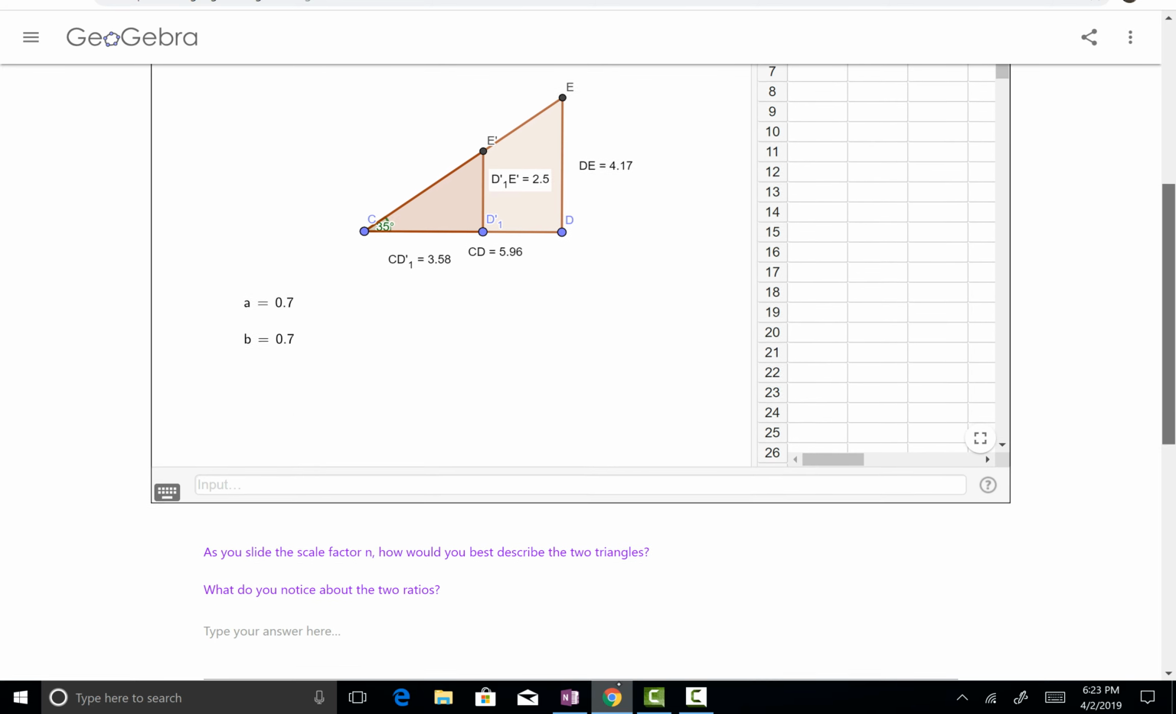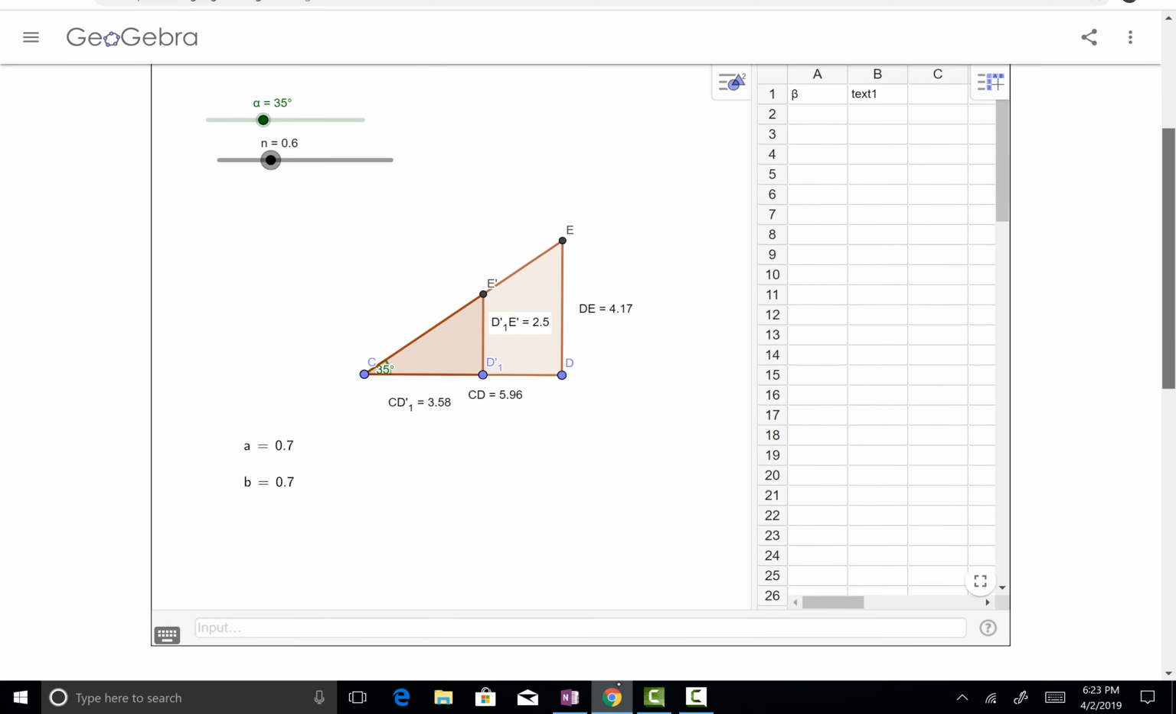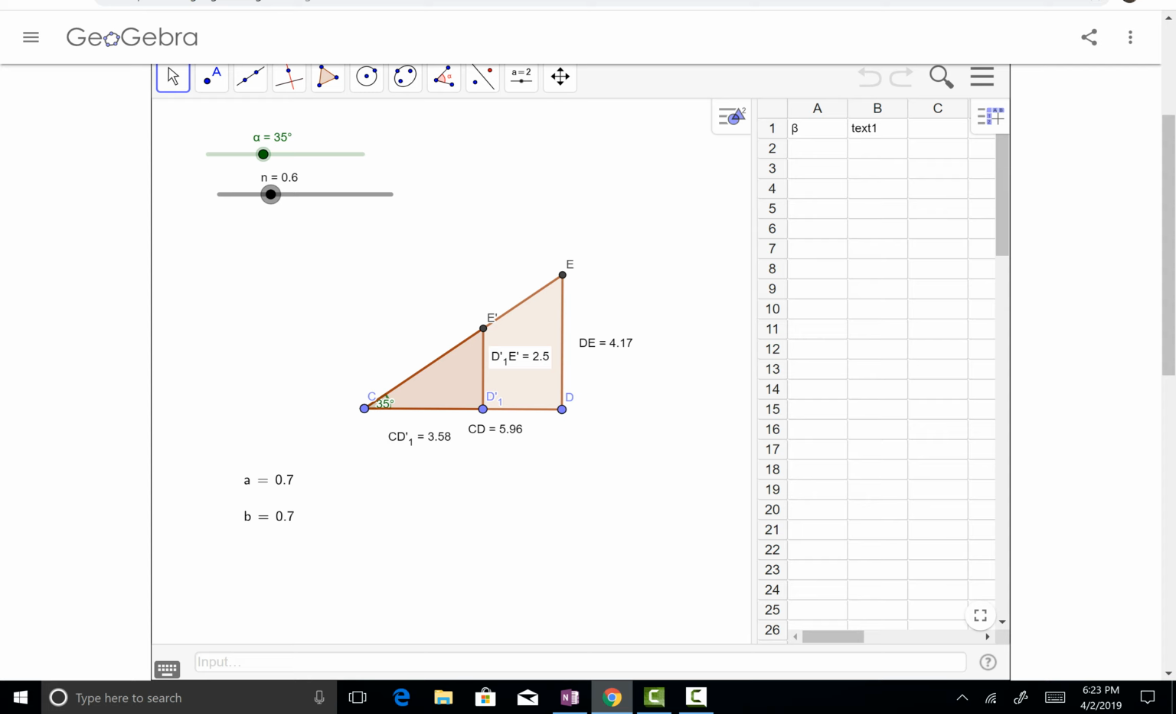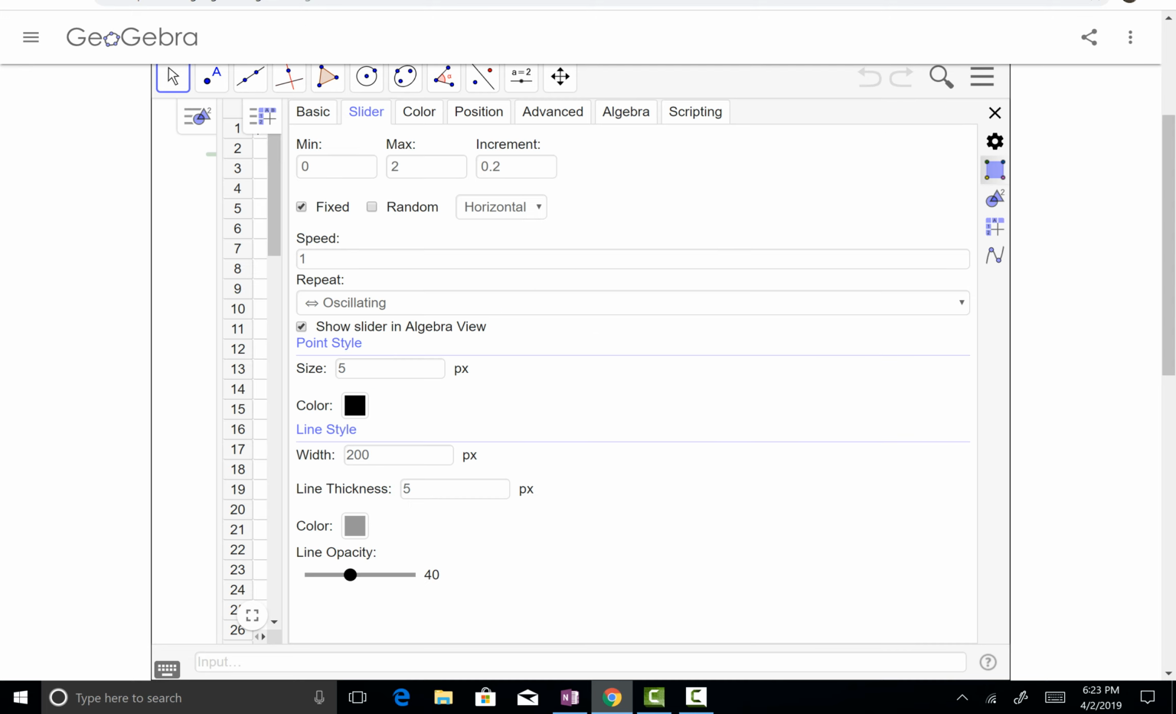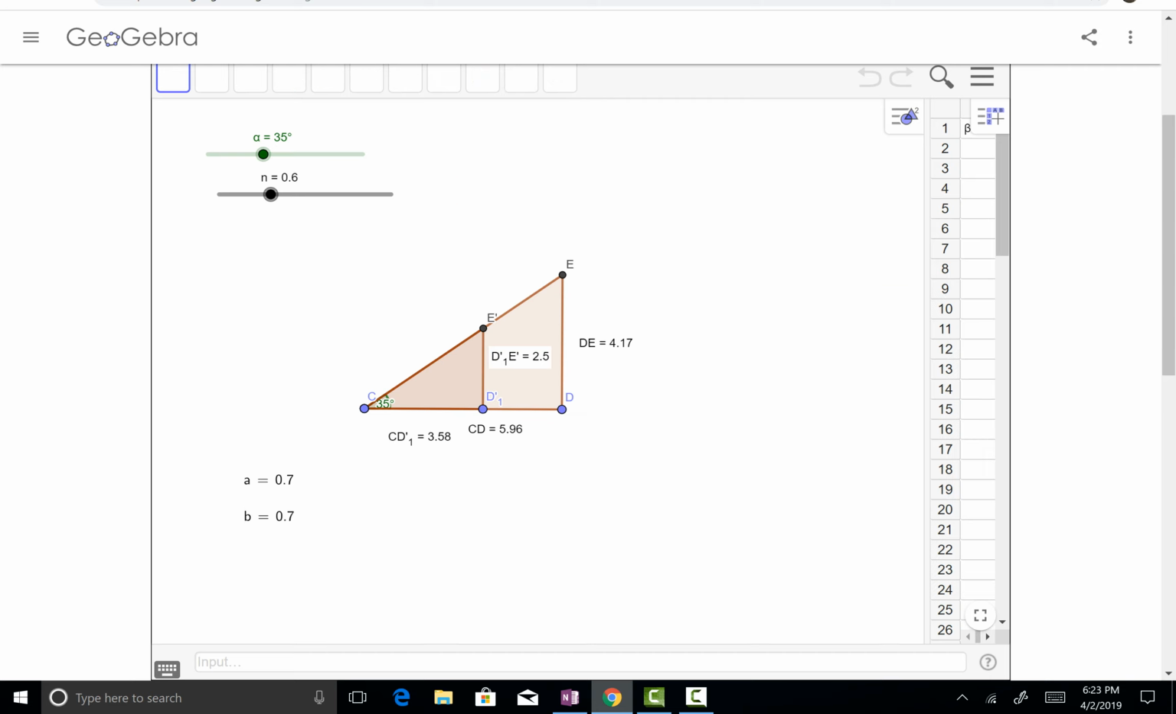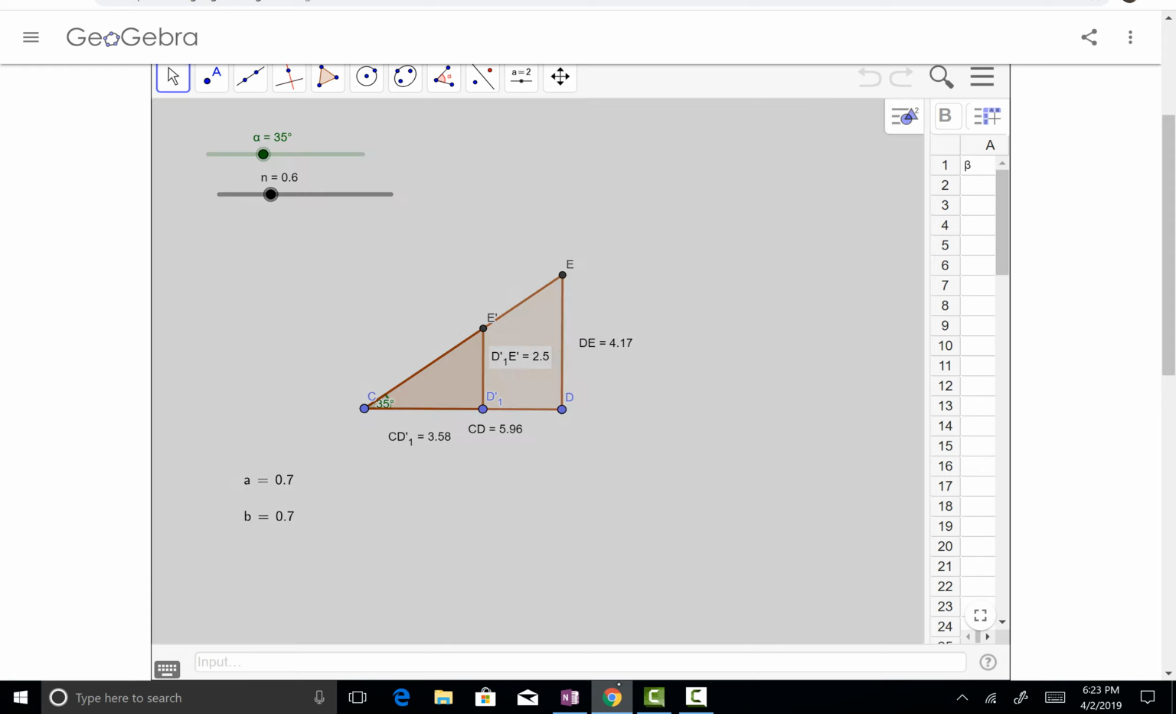All right, then it says, what do we know about those ratios? Well, A and B are the ratios, and if we move N around, we see, oh, hey, those ratios are not changing whatsoever. They're always staying the same. Even though the triangles are changing, the ratios are not. All right, so let me undo what I just did. I hope I can. Let me go back to this. Get rid of this thing here. There we go. All right.